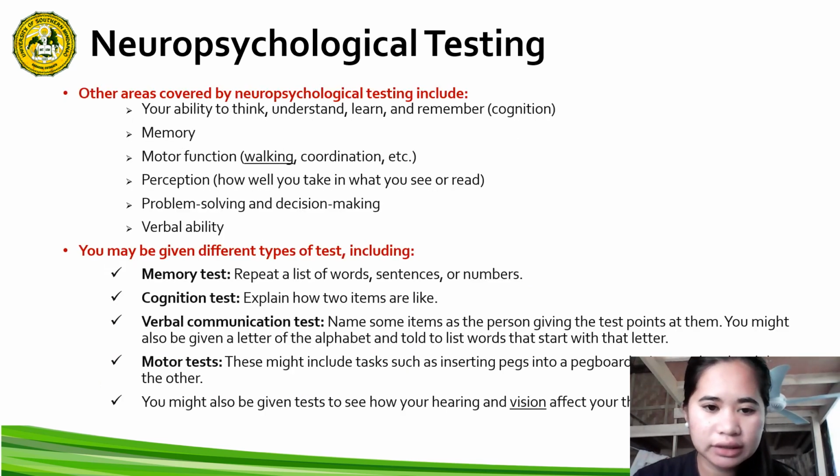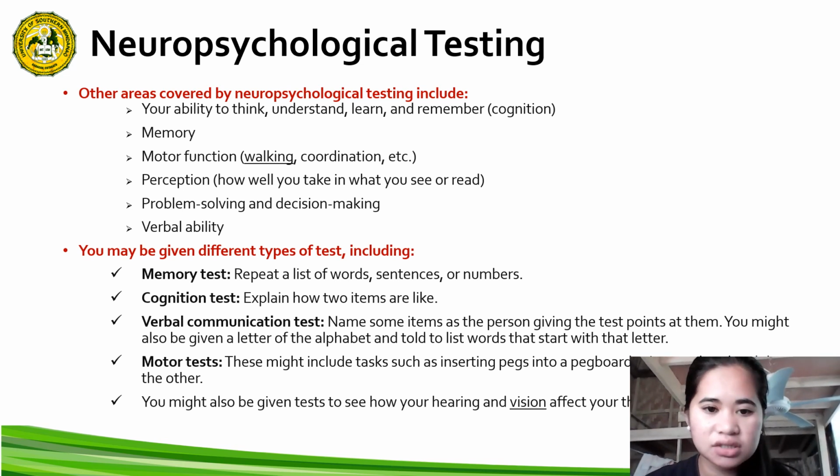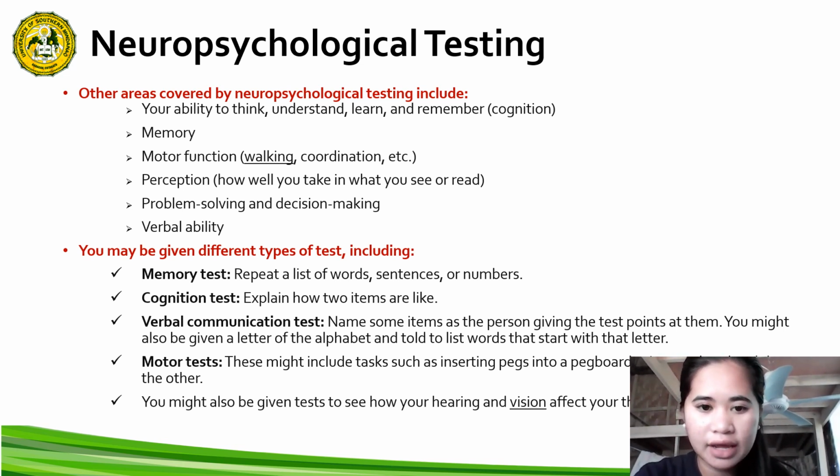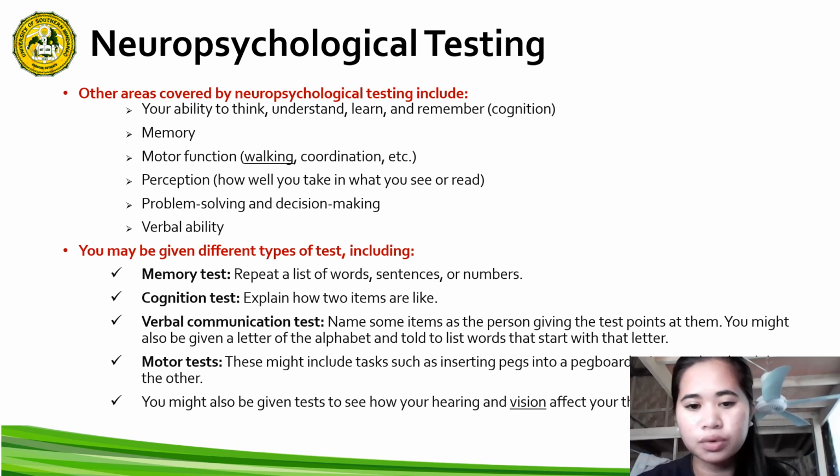In neuropsychological testing, these are the areas covered. First is your ability to think, understand, learn, and remember. This is cognition. Next is memory, then motor function, or walking and the coordination of the body. Next is perception, or how you take in what you see or read. Then there is problem solving and decision making, and last is your verbal ability.